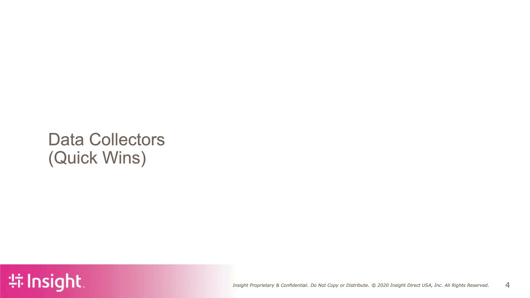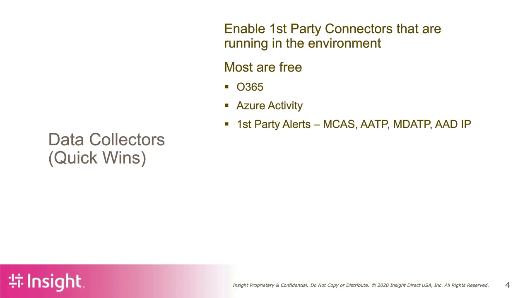So again, some quick data collection wins that we can talk about here are those free alerts that Microsoft allows you to take. So that's your Office 365 alerting capabilities and telemetry through O365. That's Azure activities through existing plugins in the Azure infrastructure. And then that's first-party alerting through Microsoft Cloud App Security, Azure Advanced Threat Protection, Microsoft Defender Advanced Threat Protection, and then Azure Active Directory Identity Protection, which are all being, as we speak, bundled into a more holistic Microsoft Defender platform.